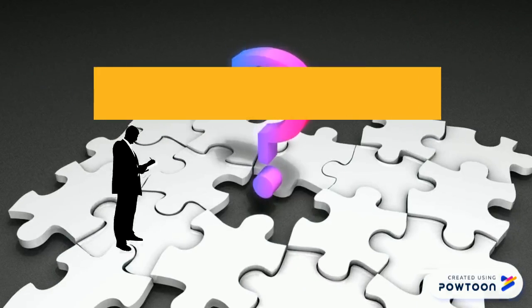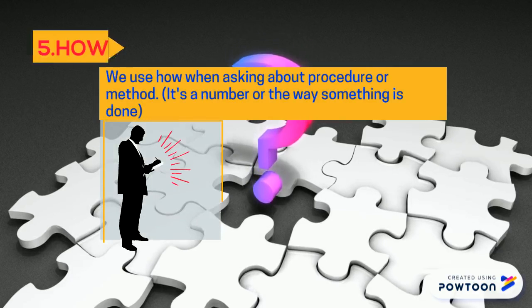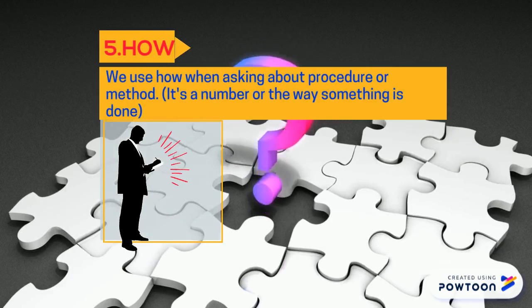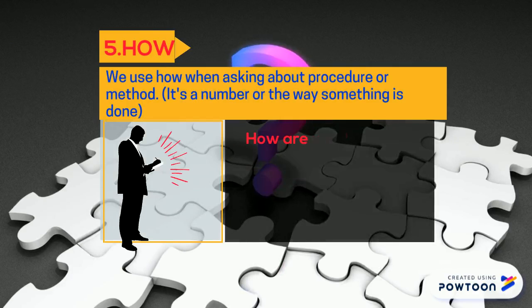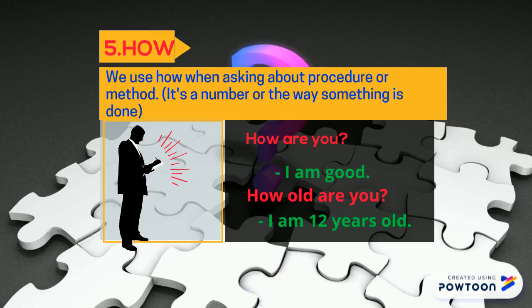We use how when we're asking about a procedure or a method. It could be a number or the way something is done. For example, how are you? I am good. How old are you? I am 12 years old.